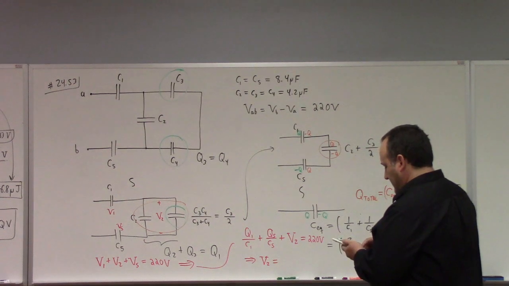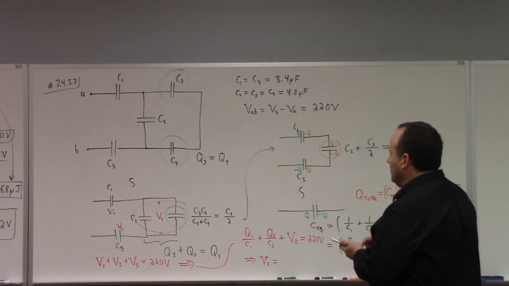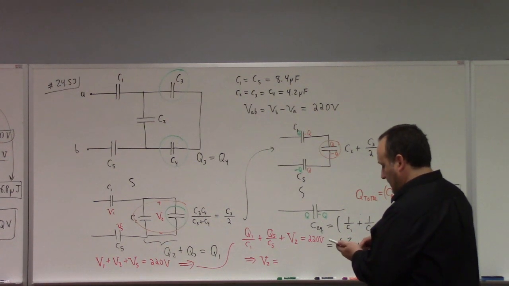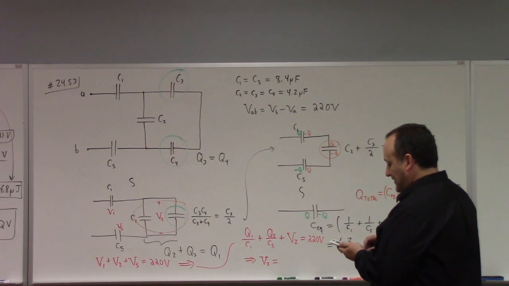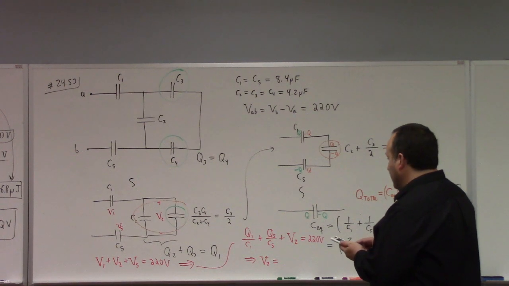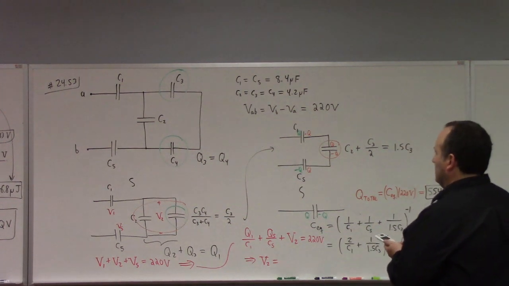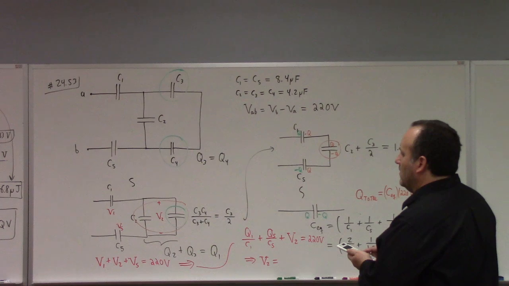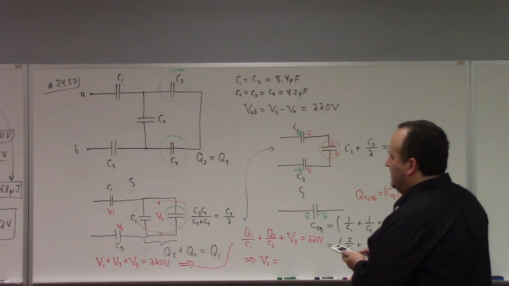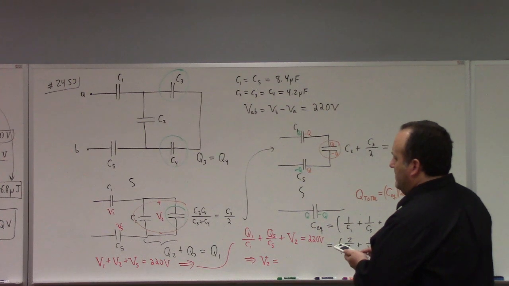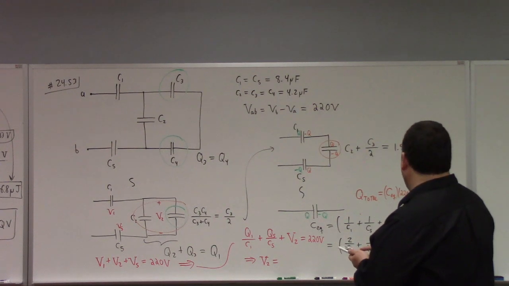So Q1 is 554.4 times 10 to the minus 6, and then I divide that by my C1, which was 8.4 times 10 to the minus 6. Oh, that was dumb. I could have just canceled the micros. I'm dividing 10 to the minus 6 by 10 to the minus 6 like a chump. I did something wrong with my calculator. V is Q over C.